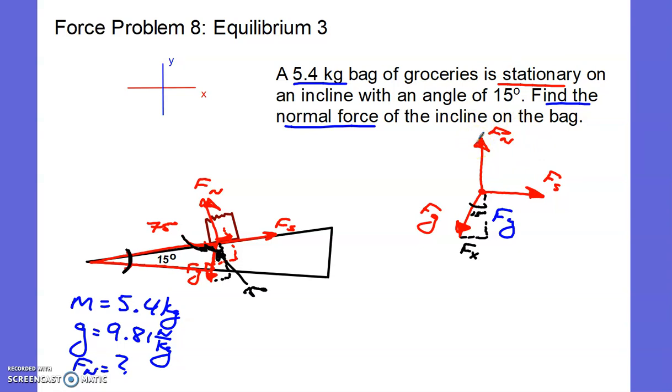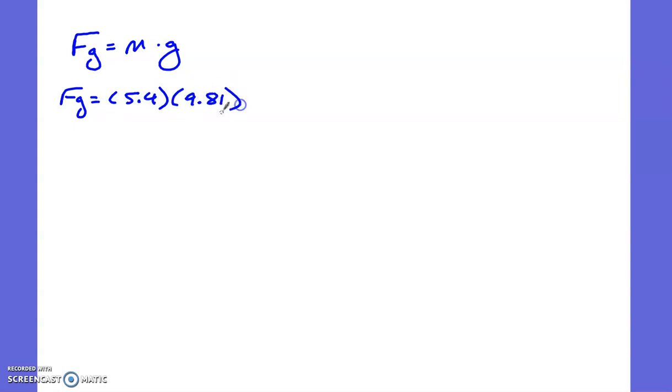Now the first step that you want to do when you approach this problem is we are going to solve for that gravitational force. The mass is of no help to us. So whenever you're given the mass, your first step is to solve for the gravitational force. The gravitational force is mass times 9.81. Mass was 5.4. Gravitational field strength is always 9.81. And we get that the gravitational force is 53 newtons.